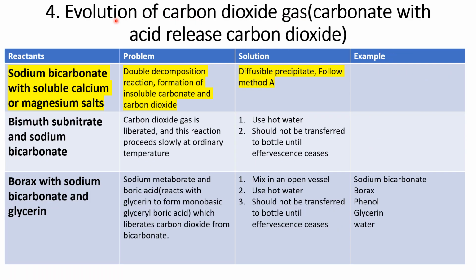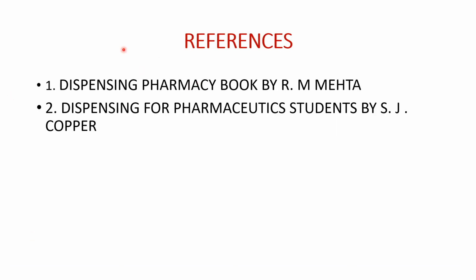Similarly, you need to remember one example of evolution of carbon dioxide, effervescence, where sodium bicarbonate, when combined with soluble calcium or magnesium salts, causes a double decomposition reaction leading to the formation of insoluble carbonates and carbon dioxide. It is a diffusible precipitate, follow method A. These are the reference books which you can follow, and thank you.